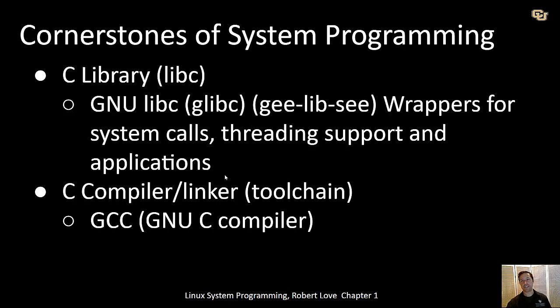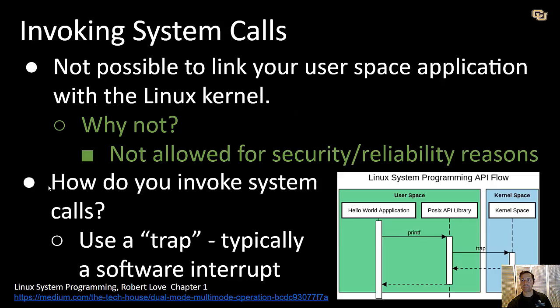The second cornerstone is the C library, or in the case of GNU, it'd be libc or glibc. This is the wrapper for the system call, which gives you the ability to call from your C application. In the header file that you include, there's a function prototype that you call, and underneath that function prototype, there'll ultimately be a call to the syscall interface into the kernel. The third cornerstone, again, is the C compiler and linker in the toolchain, and we're going to focus on GCC, the GNU C compiler, for this course.